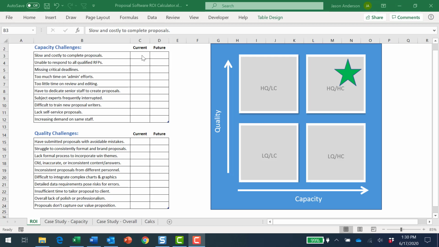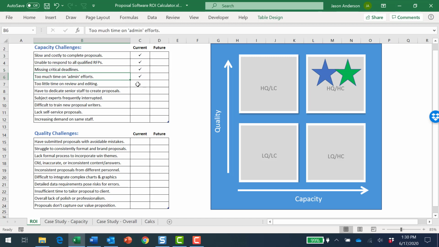When it comes to these capacity challenges, you'll see that it talks about how quickly we are able to complete proposals. Right now, maybe that's a slow challenge for us, or maybe we're not able to respond to RFPs, and we are occasionally missing deadlines, and we've got way too much time on admin efforts.